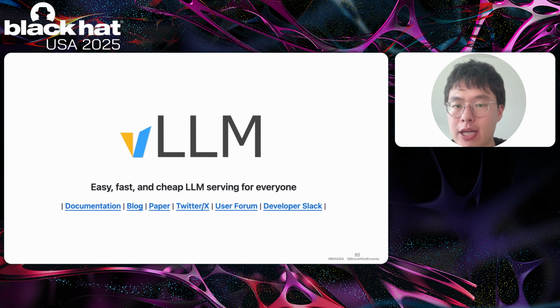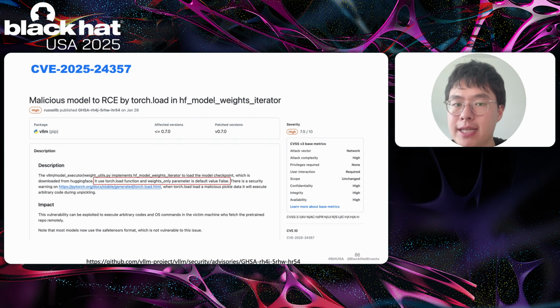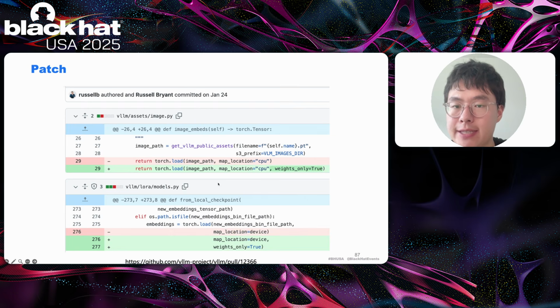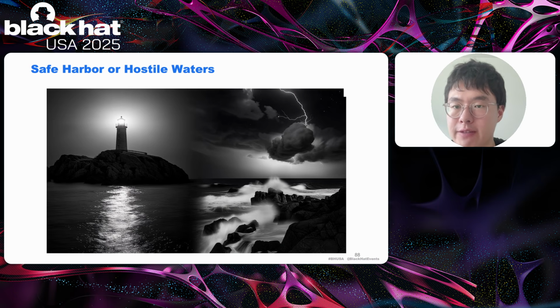So what is vLLM? vLLM is a high-performance library for large language model inference, optimized for speed and memory usage. So why did I choose it? Because it happened to have a CVE, and the CVE said that it used the torch.load function without weights_only=True, which has a security issue. They patched this vulnerability by adding the weights_only parameter, and this seems to solve the problem, but because of the PyTorch issue, all mitigations end up being ineffective. So the safe harbor we once thought of was actually hostile waters.